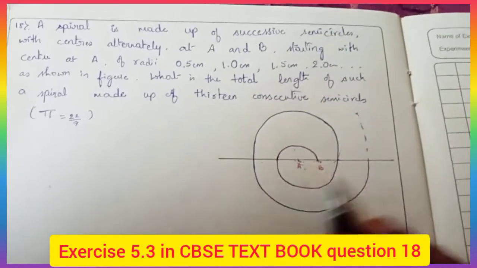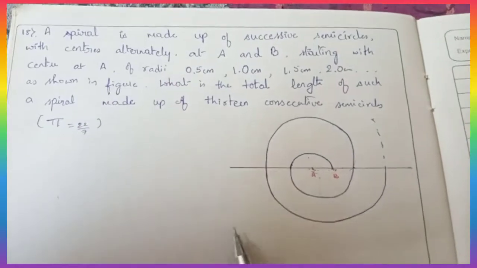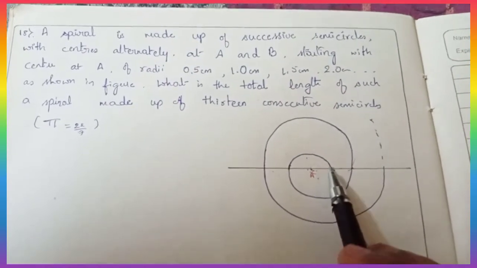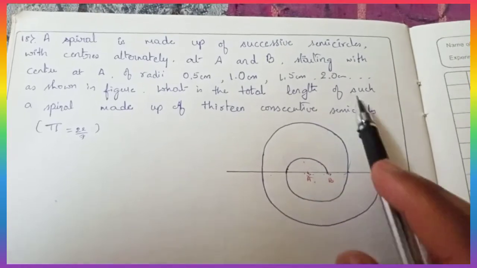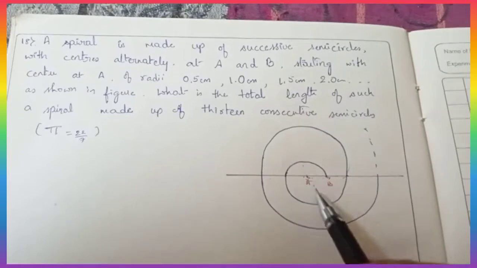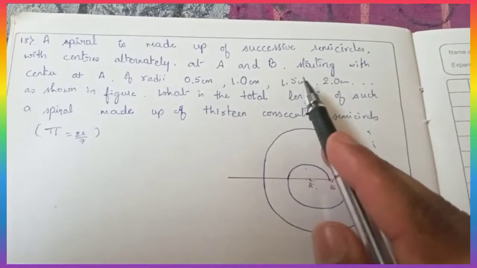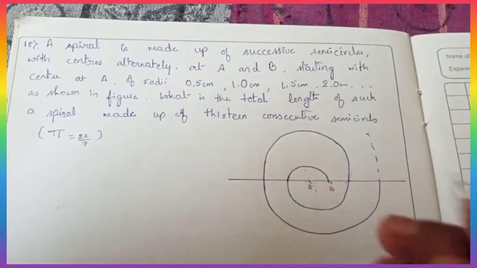So the figure is also given here. If we try to understand, there is a spiral which is having 13 consecutive semicircles, and we need to calculate the length of all those 13 consecutive semicircles of the spiral.